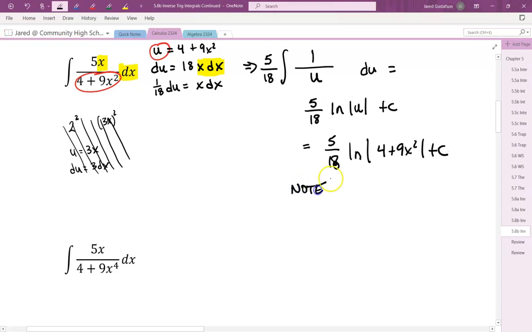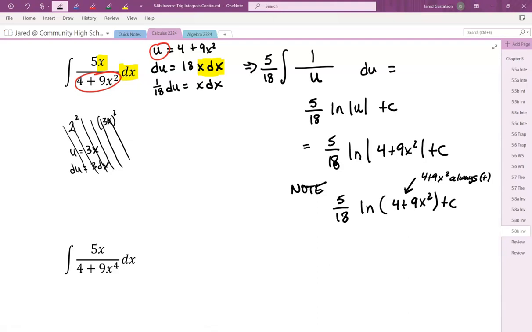A quick note here. If you didn't write the absolute values this time, and just had parentheses, that's okay. That works. Why? 4 plus 9x squared is always positive. So you don't actually need the absolute values for something that's always positive, no matter what you plug in for x. If you write them, it's not a big deal.